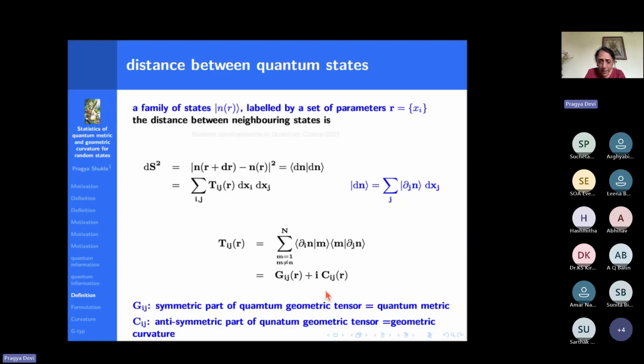Now, the symmetric part is called the quantum metric, and it tells you about the distance between 2 states, because it's like a metric in any classical space. So because it tells you about the distance between 2 quantum states, it is given the name quantum metric. And the other part, which is the anti-symmetric part, is called geometric curvature. And this whole thing, the sum, has another name, the quantum geometric tensor. It is also called the Fubini-Study tensor. It is also known by some other names.